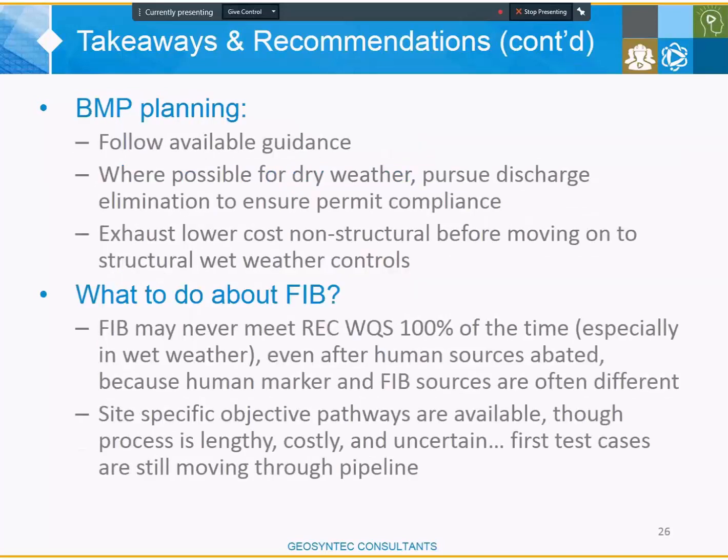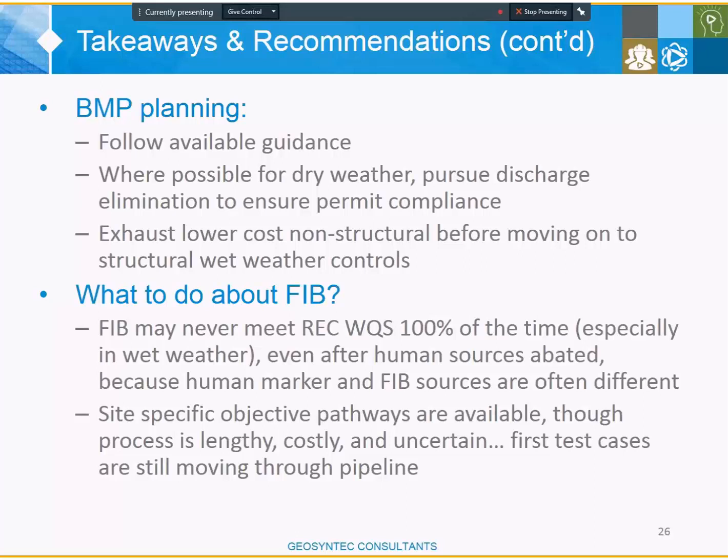Last slide on takeaways and recommendations. For BMP planning, recommend following available guidance, which I cited here in this presentation. Where possible for dry weather, pursuing discharge elimination to ensure that you get permit compliance, and exhaust your non-structural lower-cost BMPs before moving on to structural wet weather controls. Lastly, we always get asked this question, well, what do I do about bacteria? Is this going to bring me into compliance?